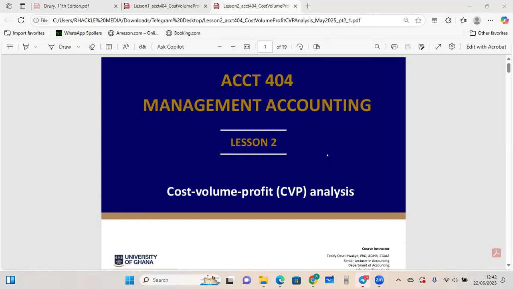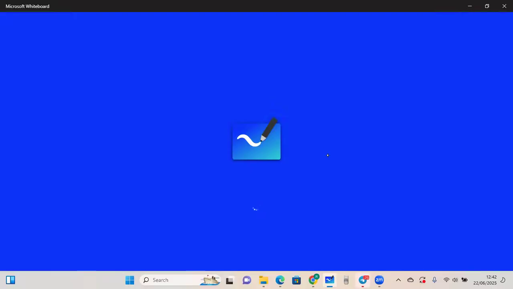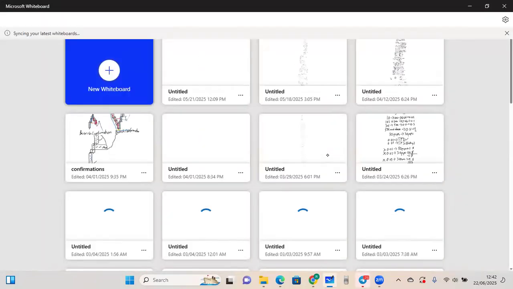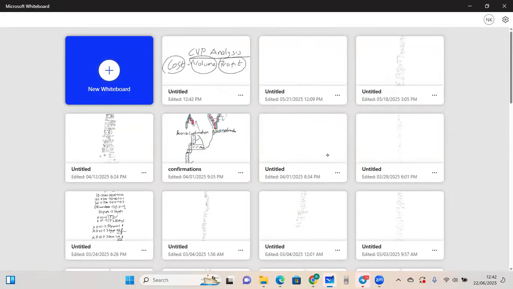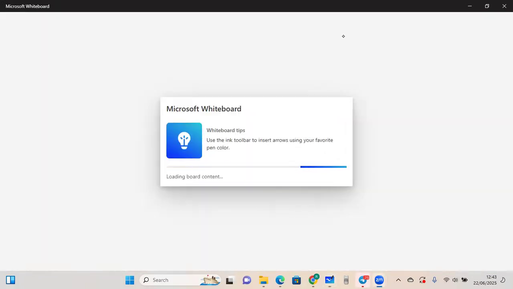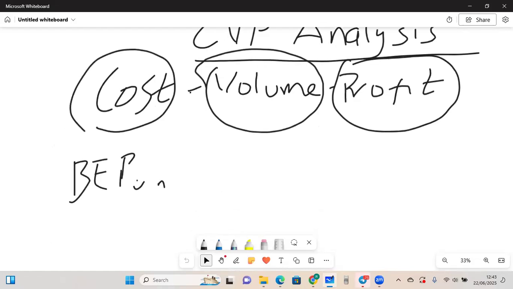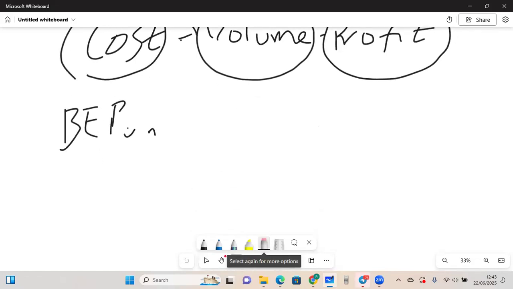Let me reopen the whiteboard again. It was messing up. So either in units. What is happening to the screen?